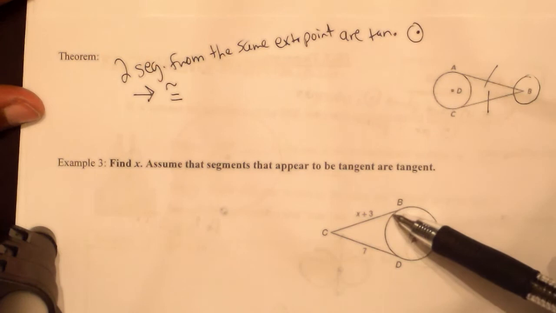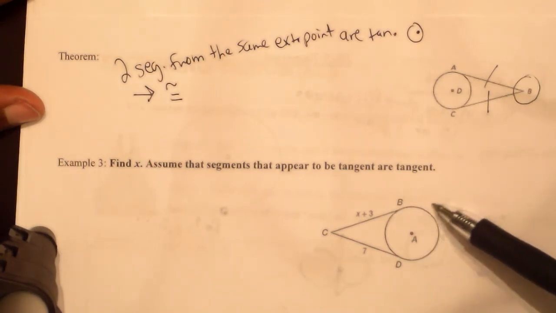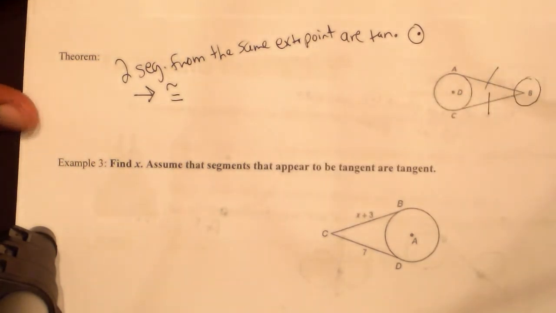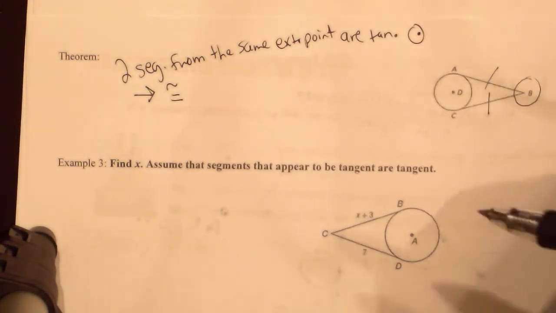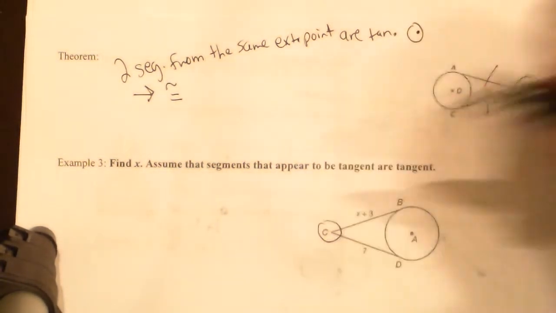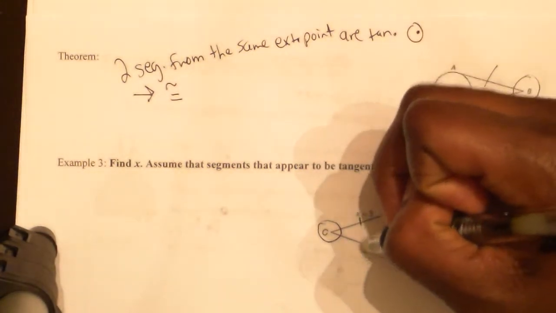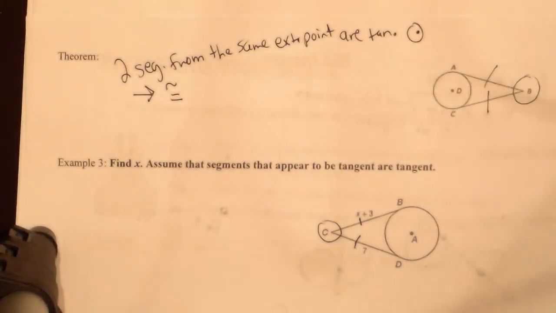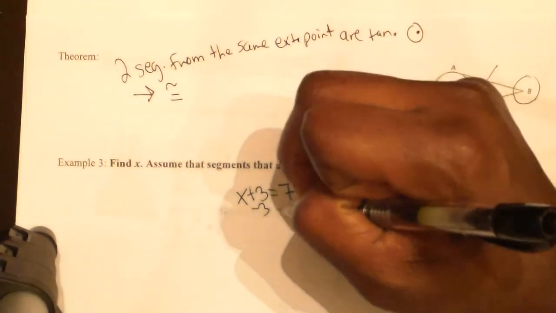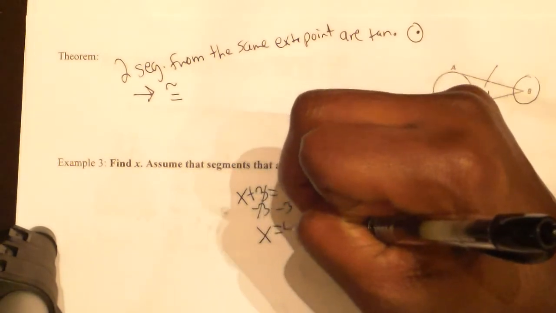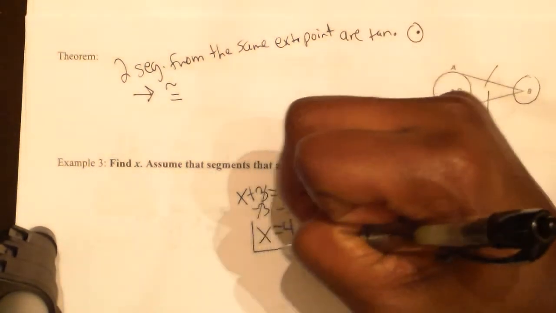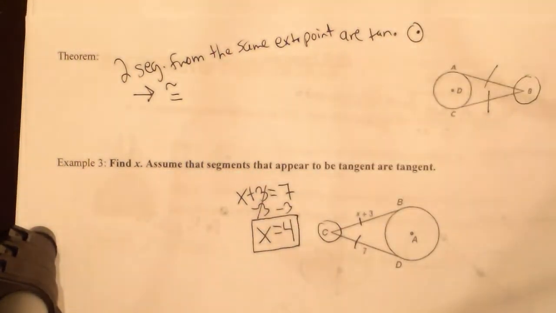So it's only intersecting at one point, but some people want to say, oh, well, if we bring it right through, it's not tangent, it's secant. So in some cases, they'll tell you to assume it's tangent. So just be careful with that. So we see that BC and CD are tangent, and they share that same exterior point of C, right? So that means that these two are going to be congruent. So we have x plus 3 equals 7. Subtract 3 on both sides, and x equals 4. Is that all we're supposed to do? Yep. Just finding x. Got it?